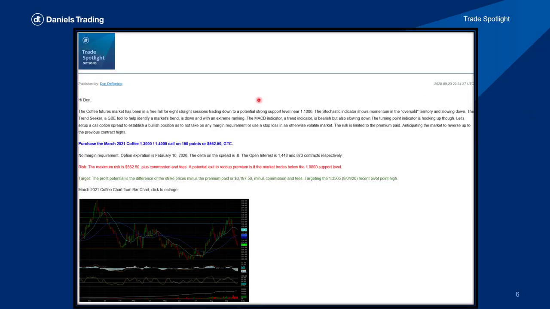Quick look at what the trade spotlight looks like. This is the email that's sent directly into your inbox. You'll get a write-up of the trade, their precise entry order, and stop and target or risk reward if it's an option trade. Any pertinent information like expiration dates or open interest, and a chart that you can click to enlarge.